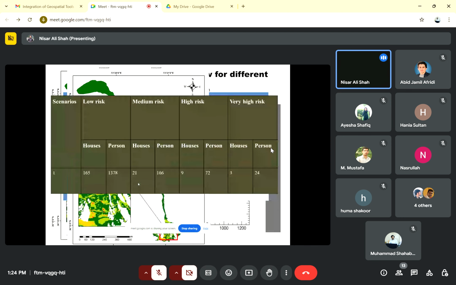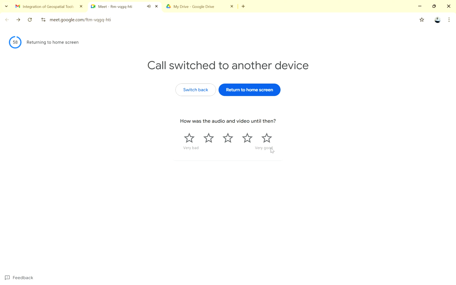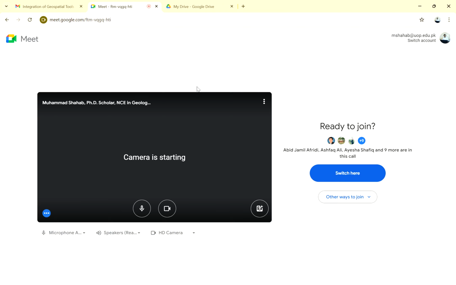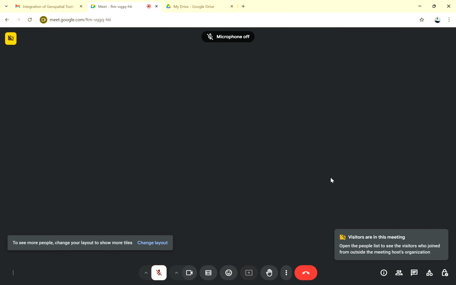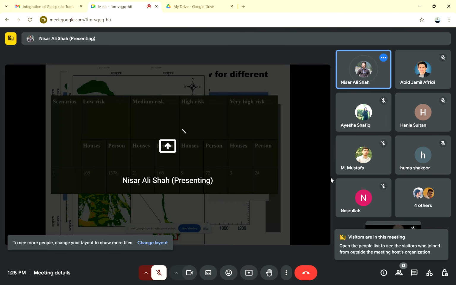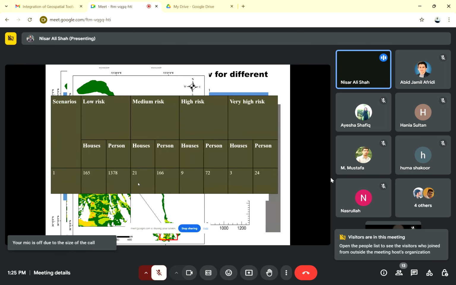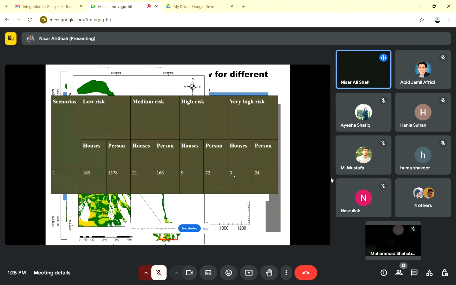And the risk map shows a total of 165 houses, some are lying in the medium risk, and 9 houses are lying in the very high risk, high risk, 72%, 3% are lying in the very. So you can see the categorization, how many persons for each house are calculated, and their vulnerability level and risk level is also calculated during the modeling.